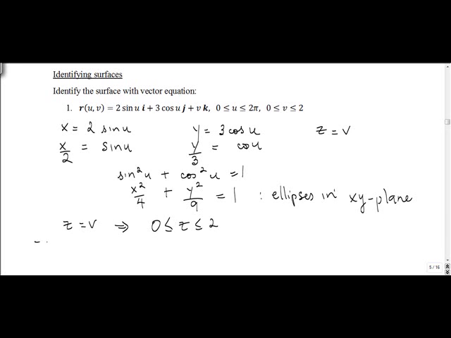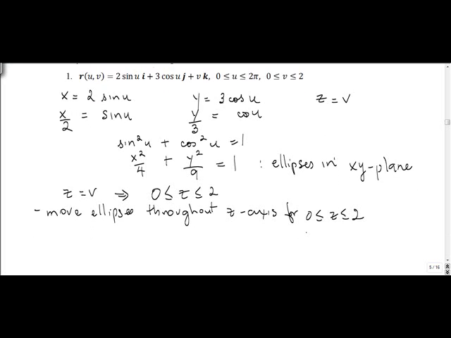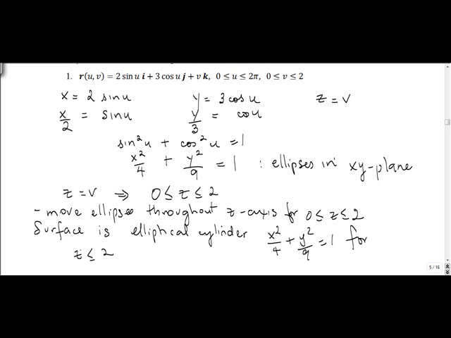All right, so I'm going to say move ellipses throughout the z-axis for z between 2 and 0. And so what you're going to get is something called an elliptical cylinder, because it's only moved between 0 and 2. Okay, so the surface is an elliptical cylinder, x squared over 4 plus y squared over 9 equals 1, for z between 2 and 0. Okay, so that's the first one.